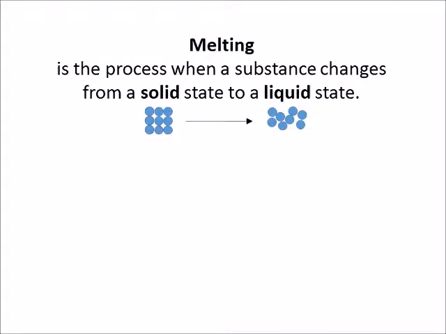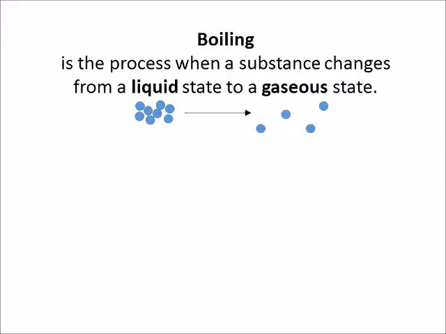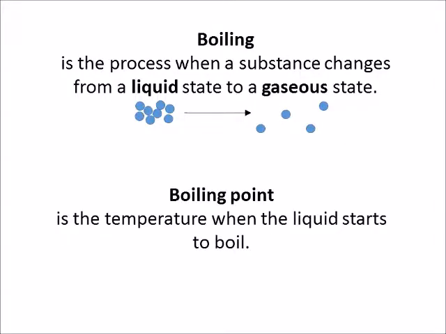Before we look at what happens during melting and boiling, let's define some terms first. Melting refers to the process when a substance changes from a solid state to a liquid state, and the melting point is the temperature where the solid starts to melt. Boiling refers to the process when a substance changes from a liquid state to a gaseous state, and the boiling point refers to the temperature when the liquid starts to boil.